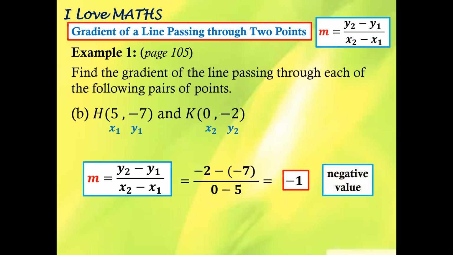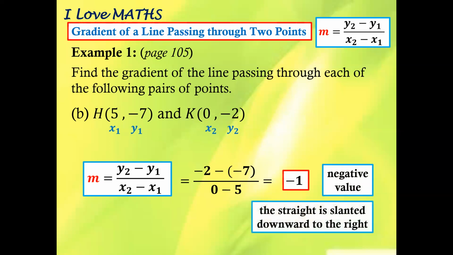Since the value of the gradient is a negative value, it means that the straight line is slanted downward to the right. The straight line is slanted downward to the right.